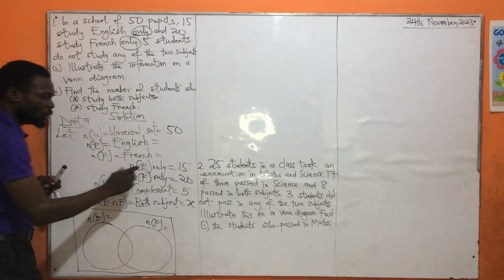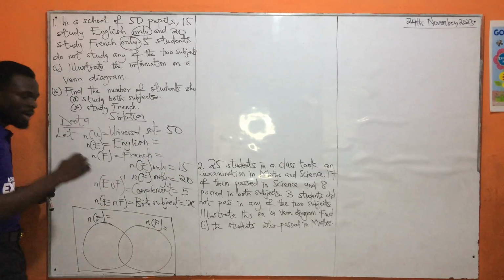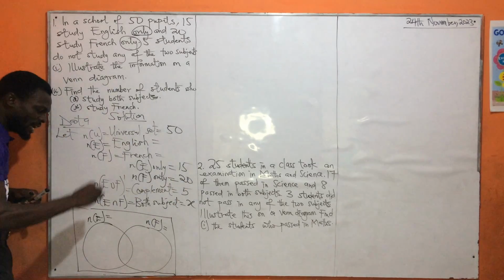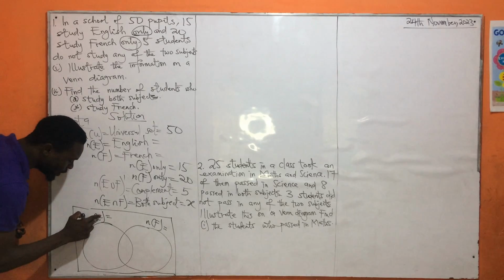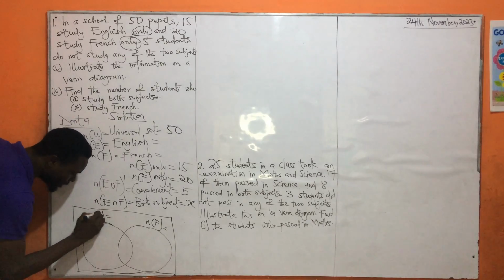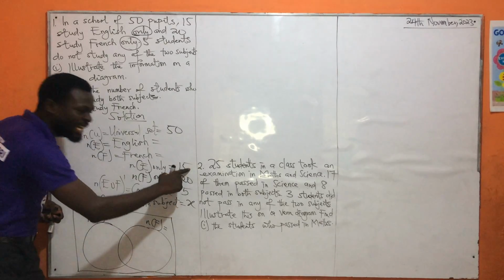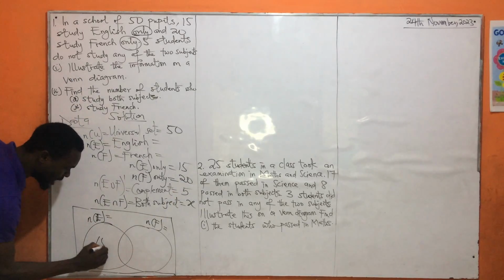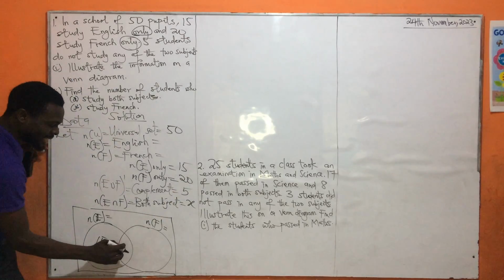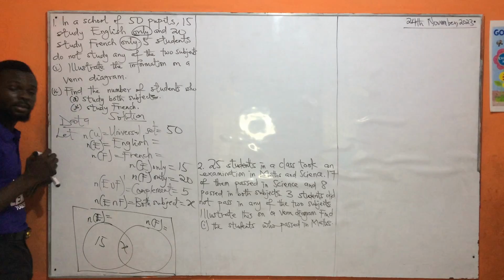But when you continue, the only that has been given, we are going to write it at the region where it belongs to the English only. That is the most important thing. So English only is 15, so we just drop it here without subtracting the intersection, which is X.